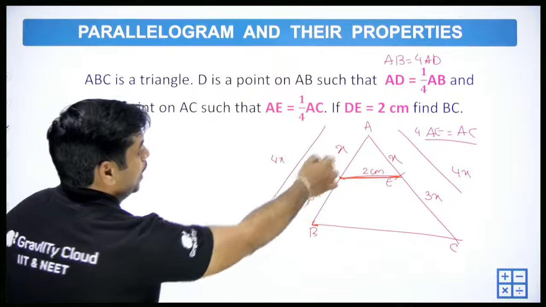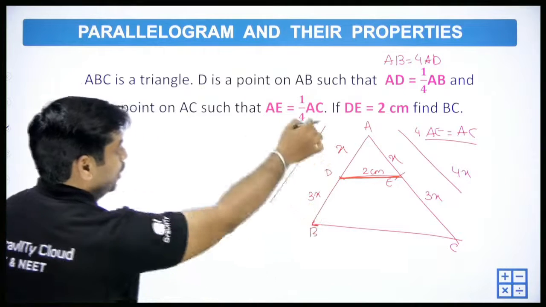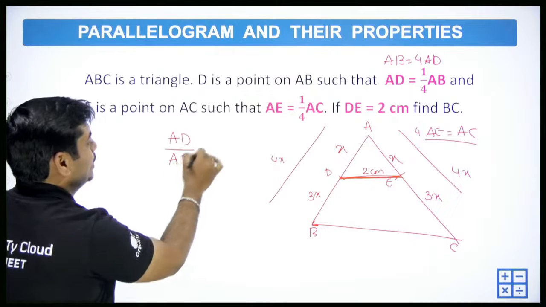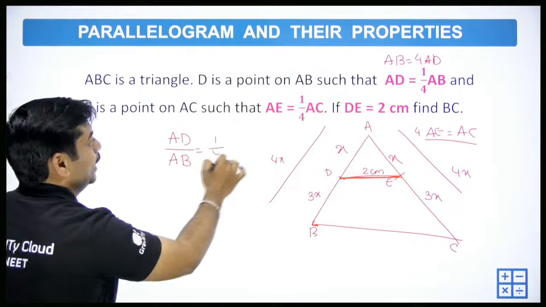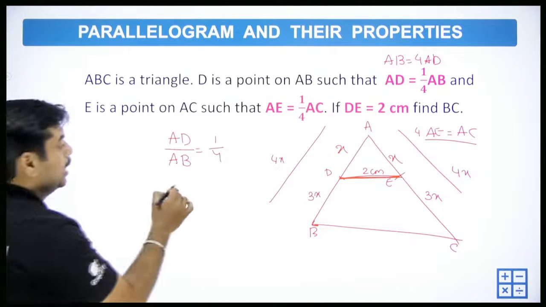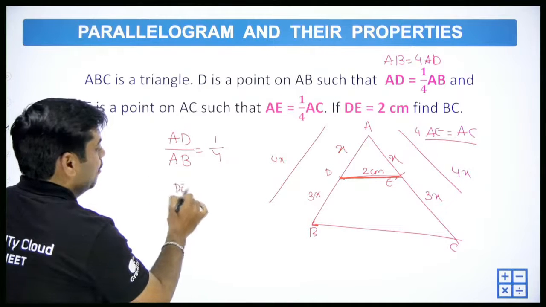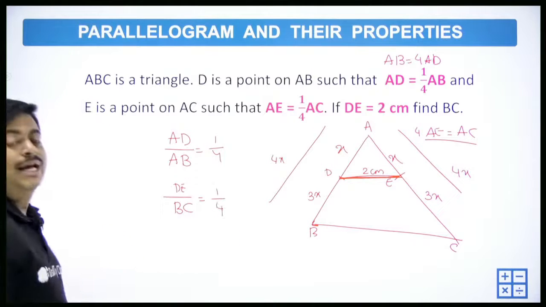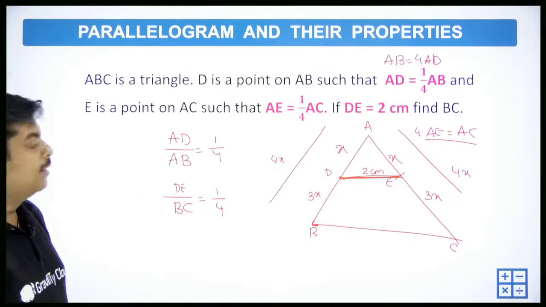So X and 3X. What is AD by AB that was given? AD by AB is given as 1/4. So in the same way, the base DE by BC should also be in the ratio 1/4 because they are in proportion, right?